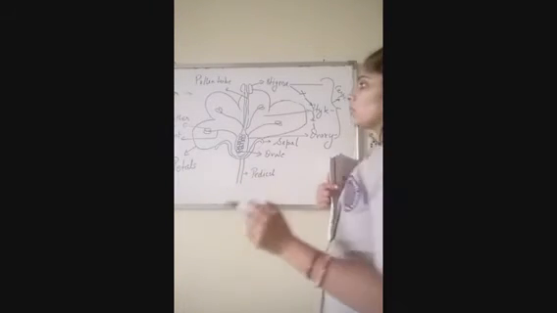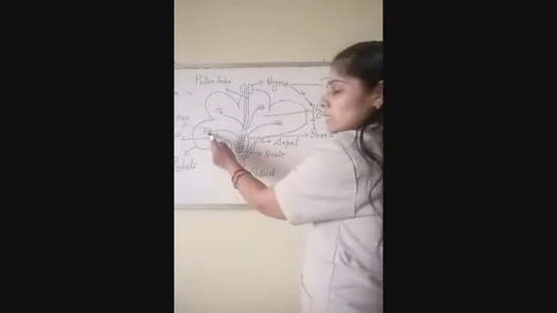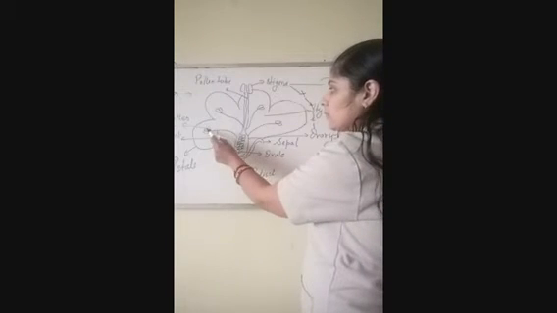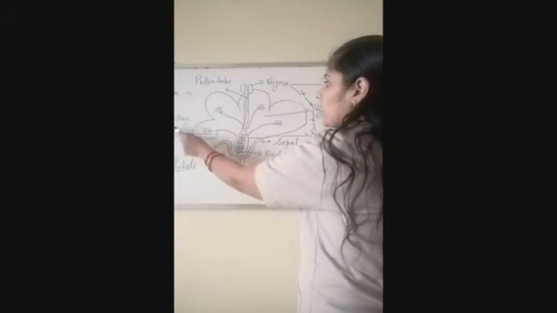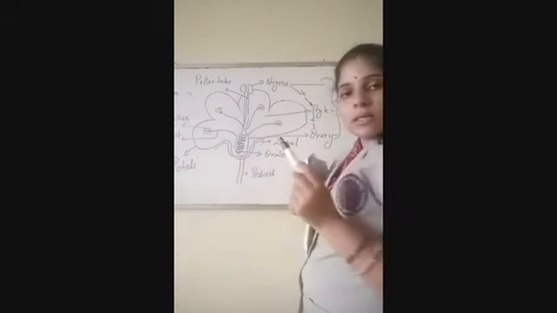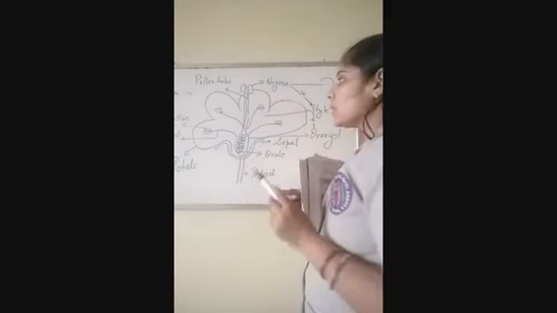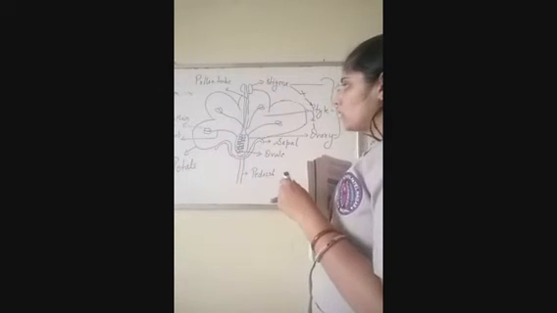Now we are coming to the male part of the flower. This structure is called the anther and this structure is called the filament. When anther and filament combine, they form the structure stamen. So students, these are the main parts of the flower.